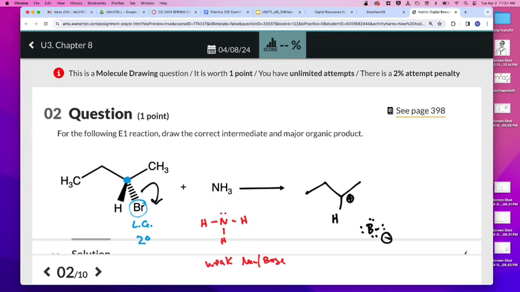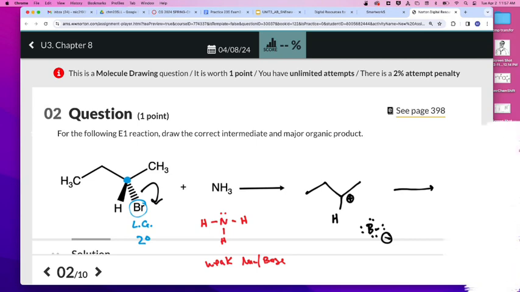Okay? The last part, we have to move into our second step. In our second step, we're now focused on actually doing the elimination. Okay? In the elimination process, we need to have our base come into play. The base in this case is going to be the NH3 with that lone pair of electrons. That NH3 needs to remove a hydrogen. Okay? What hydrogen does it remove? That one that says hydrogen, the most common, I guess.